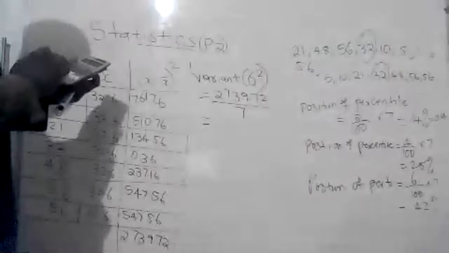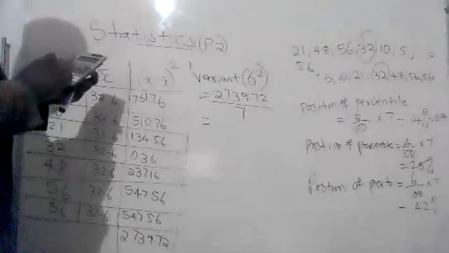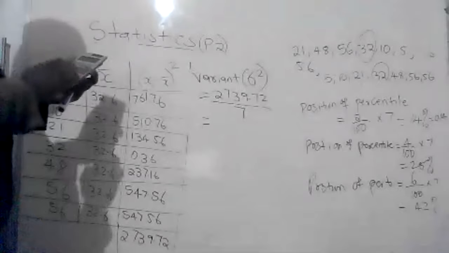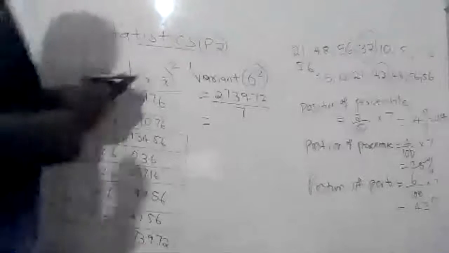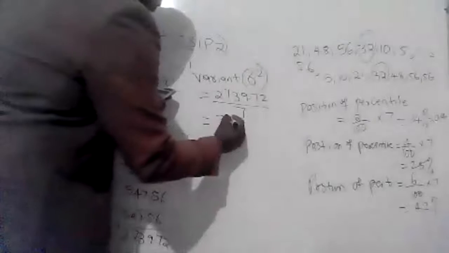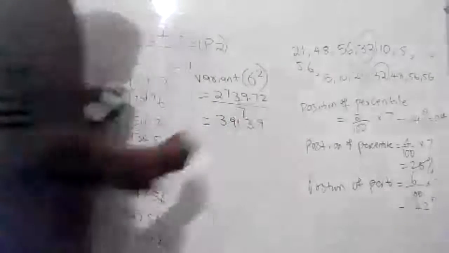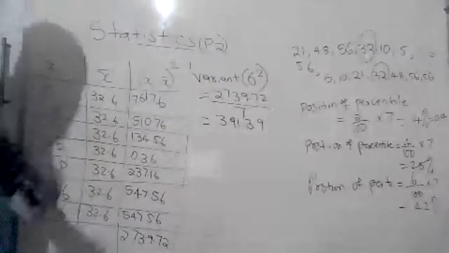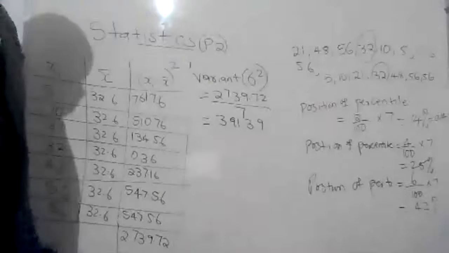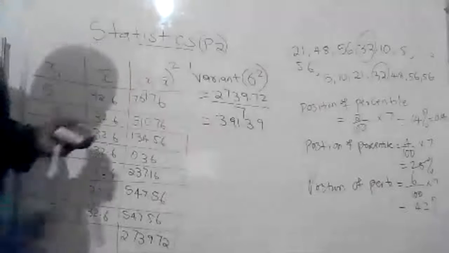So the variance is simply 2,739.72 divided by 7. That is equal to 391.39. So that is how we calculate a very important quantity. I will explain to you what a variance is. So this is how we calculate the variance in this case.